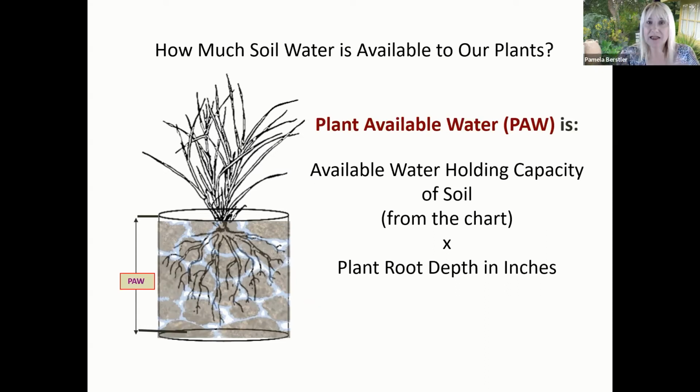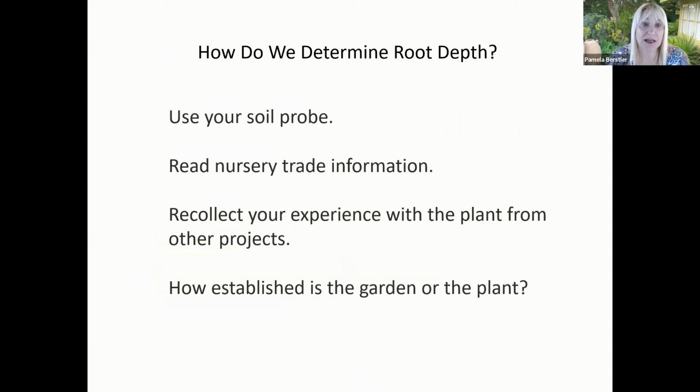And what we do is we take the available water holding capacity of the particular soil per inch of soil, and we multiply that by the inches of root depth. And that gives us the plant available water. If you just listen to the name of the acronym, it describes it. It's the water in the container that is available to your plant. It's water holding capacity times root depth in inches.